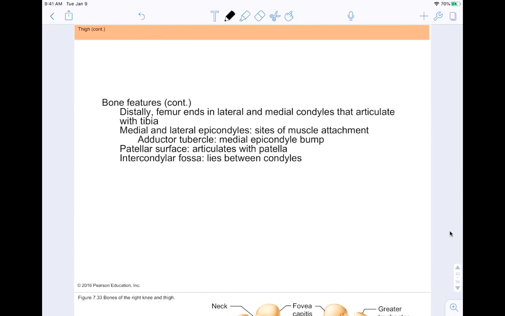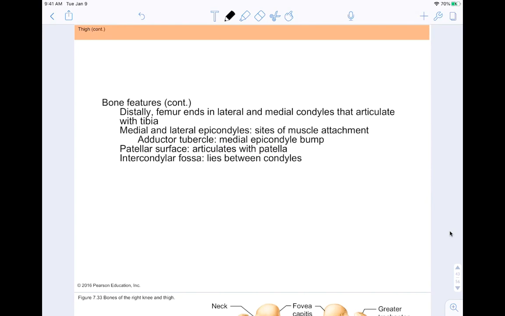Okay, bone features we're going to talk about. Distally, the femur ends are lateral and medial condyles that articulate with the tibia. So that's going to be one of your leg bones. The medial and lateral epicondyles are going to be sites for muscle attachment. You have a lot of muscles here. Again, this bone is the biggest, strongest bone. Okay, you're going to have a lot of muscles to also help support your body.